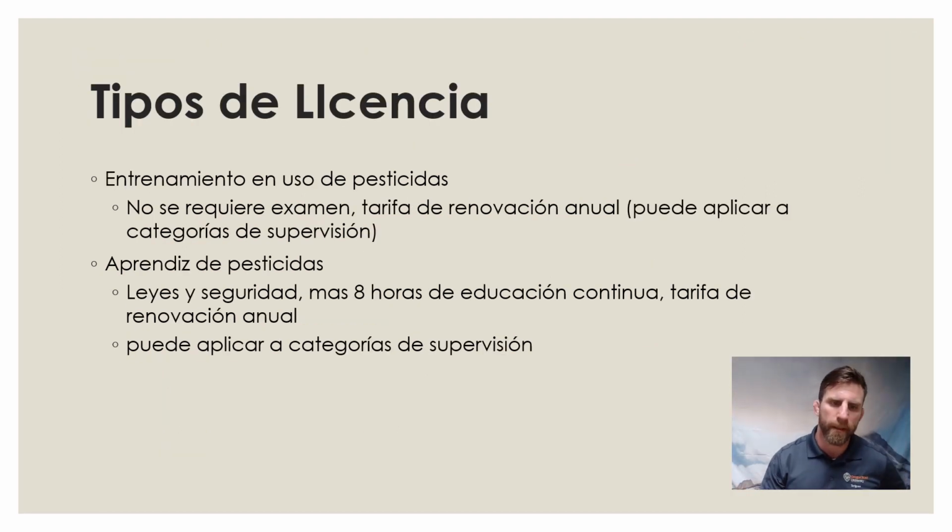And to wrap things up here on our Oregon license types, we also had a pesticide trainee, which does not require any examination, just an annual fee. And this person can then apply a pesticide under the direction of their certified supervisor. And then finally, the pesticide apprentice is a person that has passed the laws and safety exam, has 8 hours of continuing education credits, has to pay an annual renewal fee, and can apply pesticides in the categories that are included in their supervisor's certification. Okay.